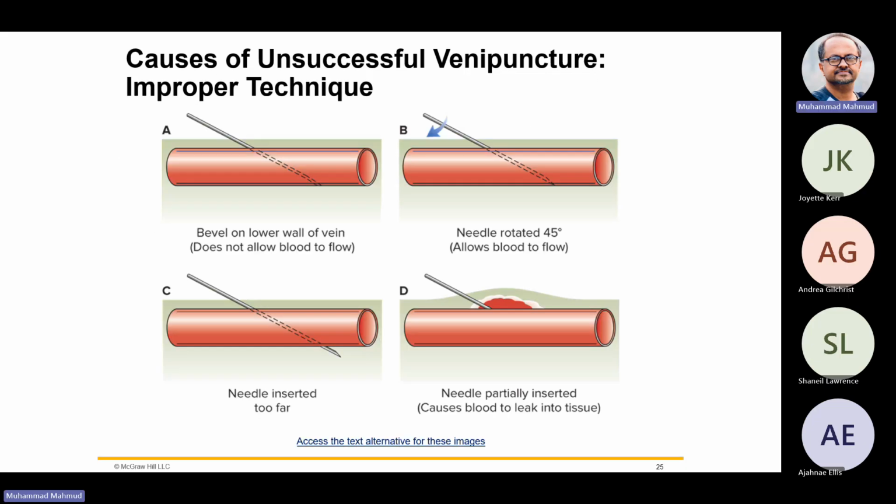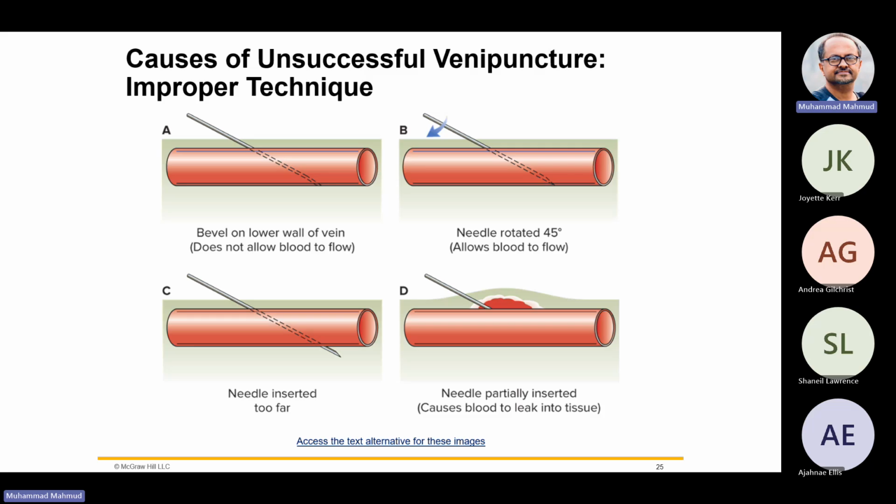In this picture, you can see some situations of unsuccessful venipuncture. In A, in the left upper corner, you see the bevel on the lower wall of the vein. So it is touching the lower wall, the bevel one. This bevel should always be facing up. If not, this is what can happen.